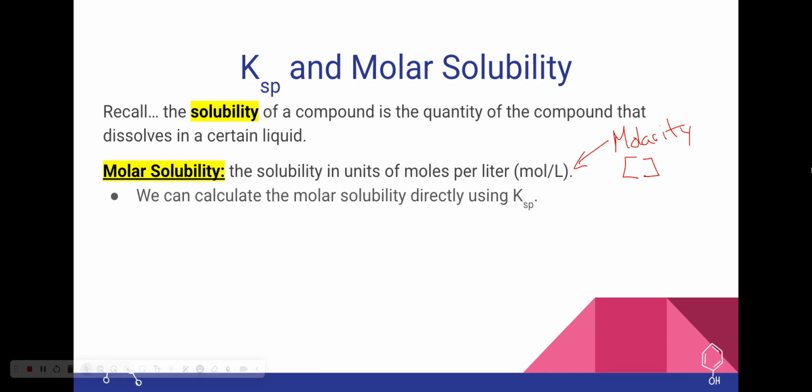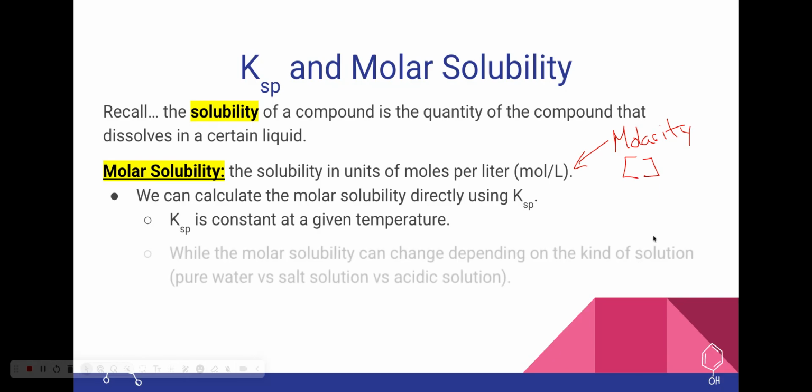Now, in terms of calculating the molar solubility, we can use the Ksp directly. Ksp, of course, is going to be constant at any given temperature. It's the same as if it was a Kp or a Kc, right, guys? These values are constant at any temperature. Remember, Ksp is still the equilibrium constant, so we're not changing things about it.